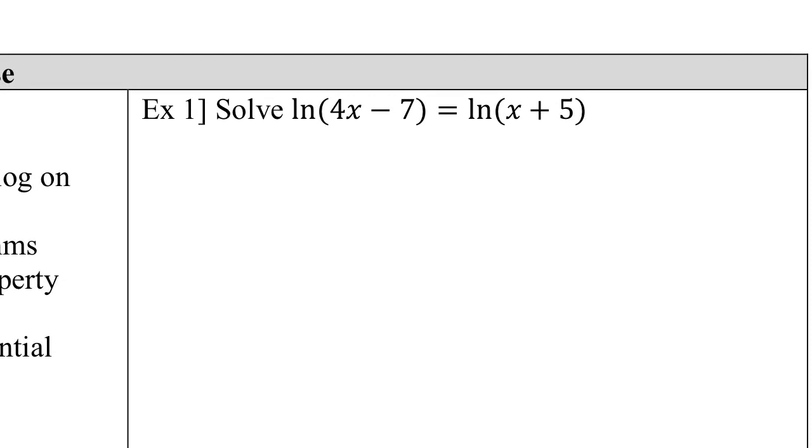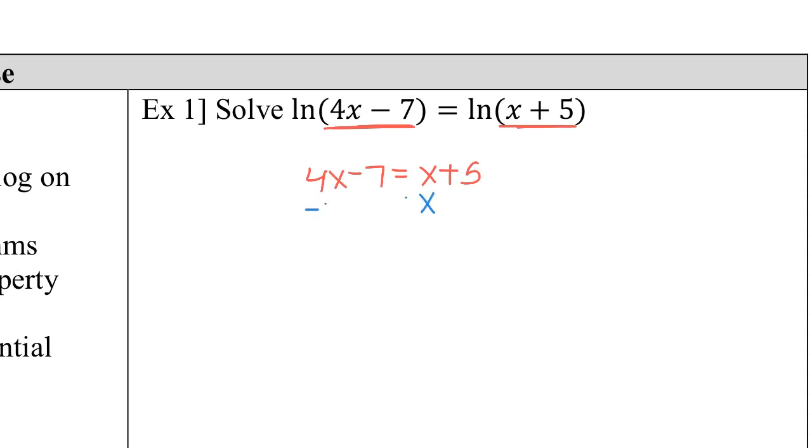So since it's a log with the same base on the left and the right, that means I can take their arguments and set them equal to each other. 4x minus 7 equals x plus 5. I can drop the logarithm portion. And then we're just going to continue to solve this like a regular equation.